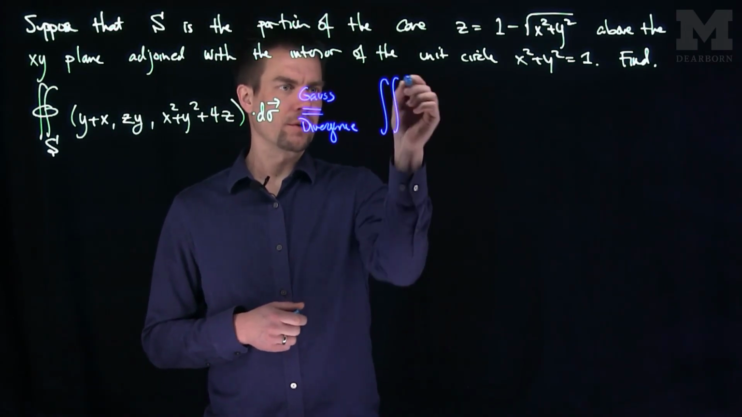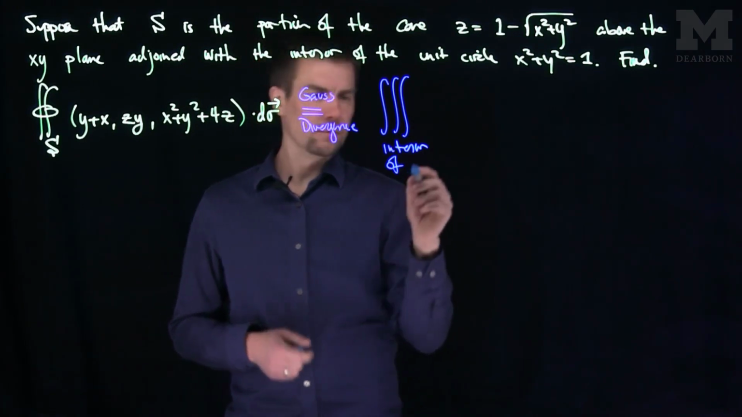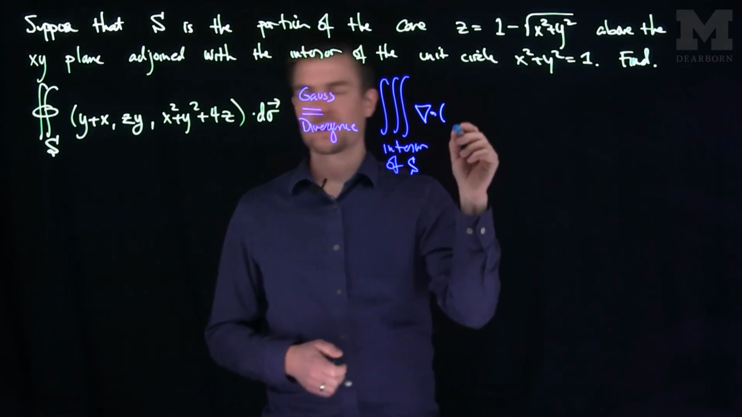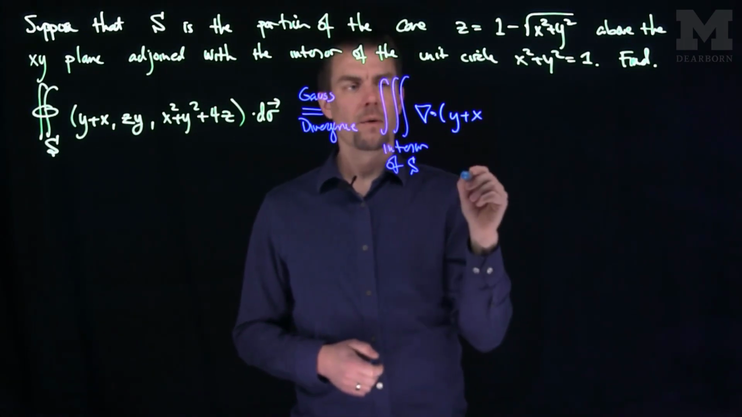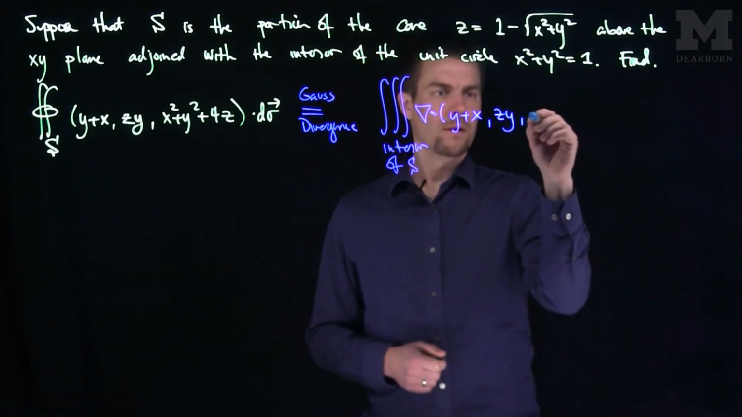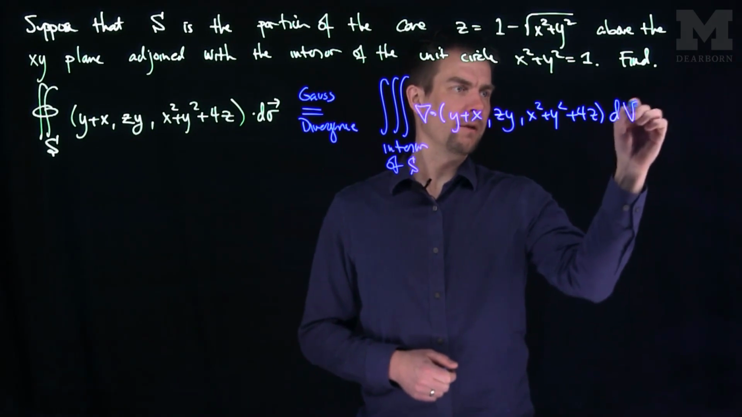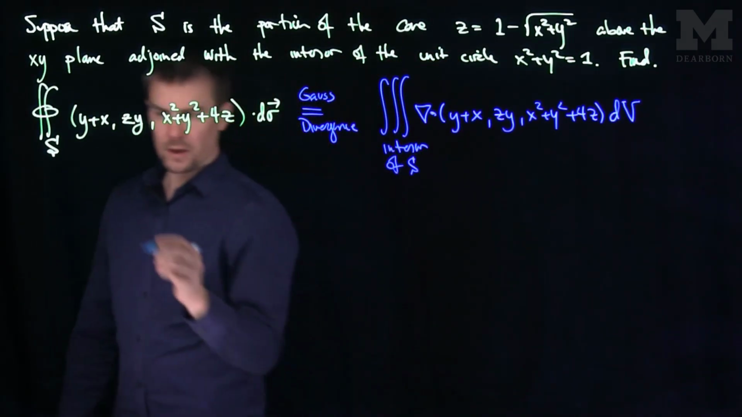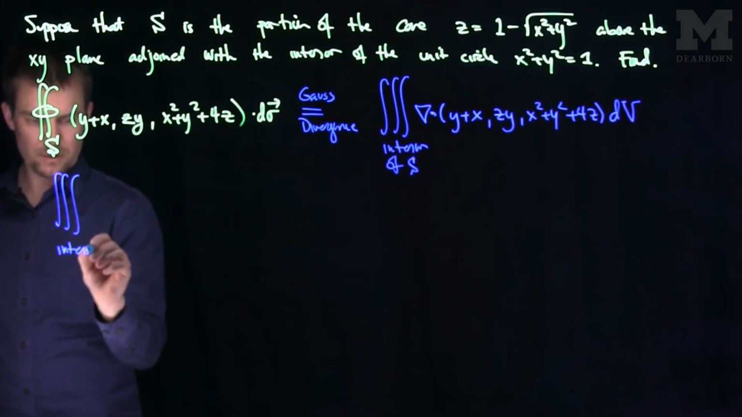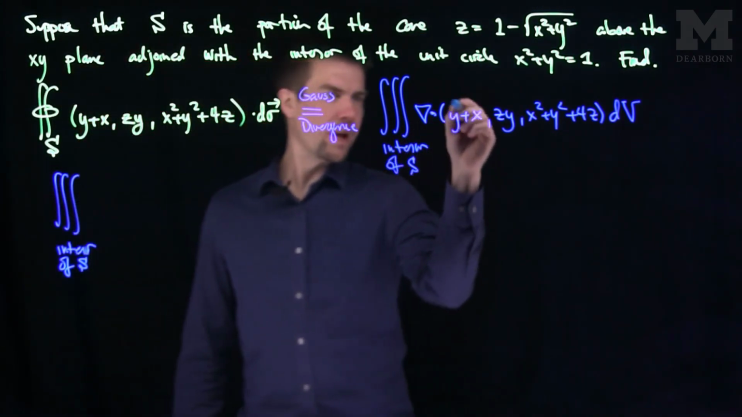this will be equal to the triple integral over the interior of the cone, interior of S, of the divergence of this vector field with respect to the volume measure: y plus x, then z times y, then x squared plus y squared plus 4z dv. So let's compute the divergence of the vector field. This will give me the triple integral over the interior of S of, this will give me a 1.